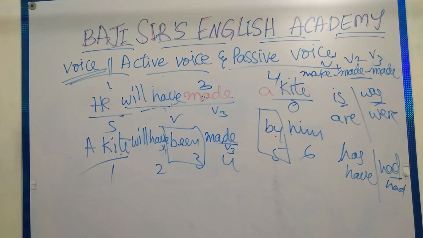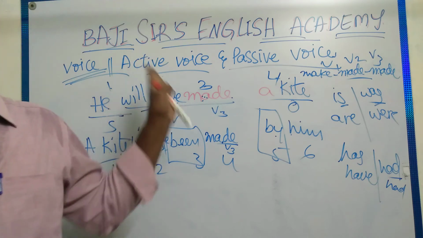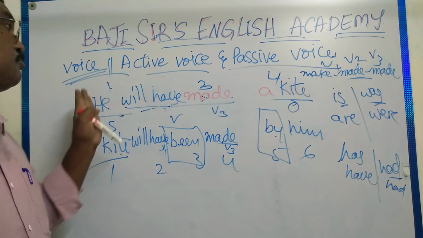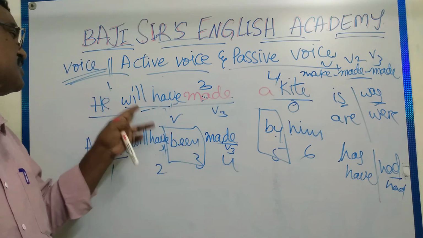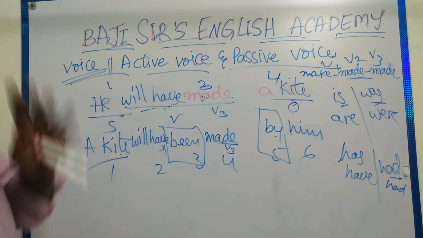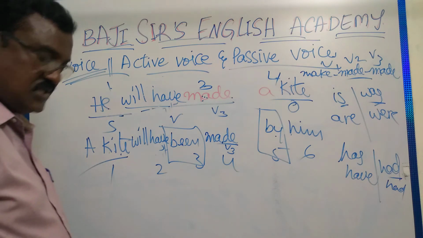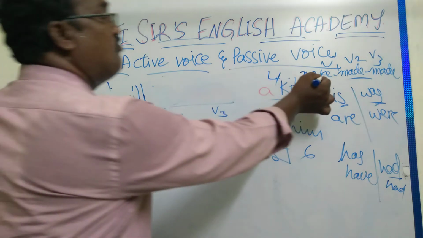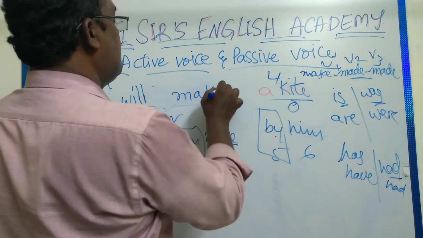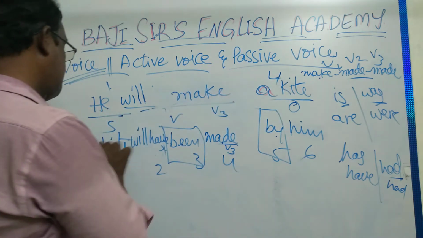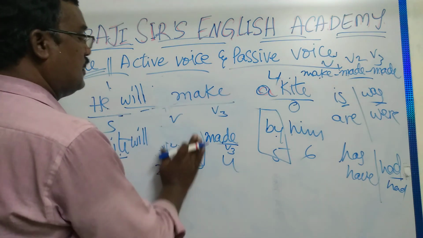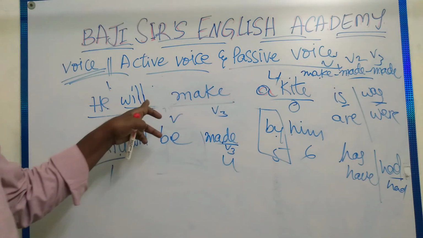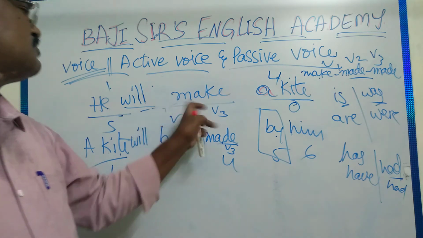In this way, my dear students, we learned simple present, simple past, present continuous, past continuous, present perfect, past perfect. Now we are going to learn simple future. Simple future is very simple. After will, V1 verb only we have to write. He will make a kite. See here, a kite will be made by him.